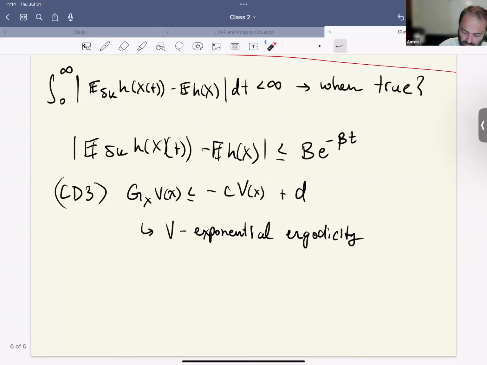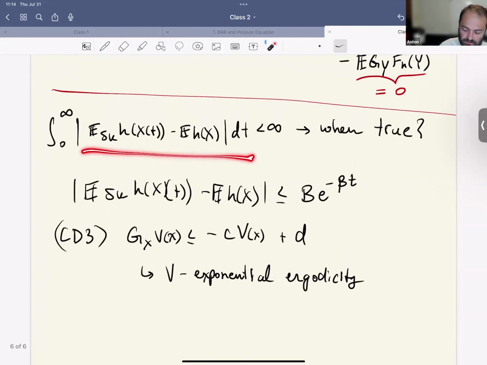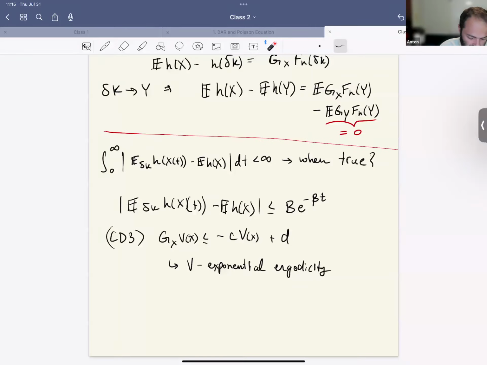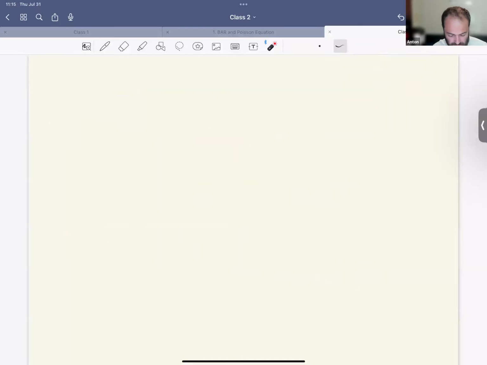There is one other method of verifying this directly, by coupling the transient chain started at state delta k to the stationary distribution. Depending on how much time we have today, I'll show you that, or I'll leave it to some other day. But again, let us go into the proof finally of the Poisson equation.